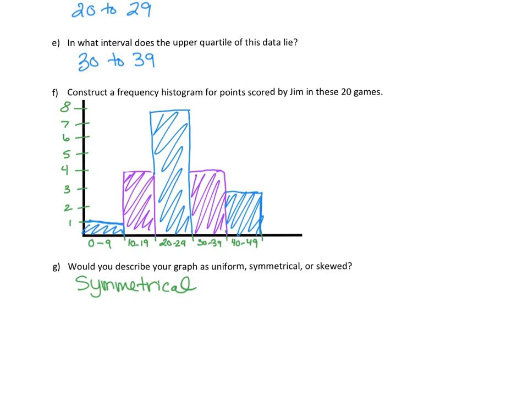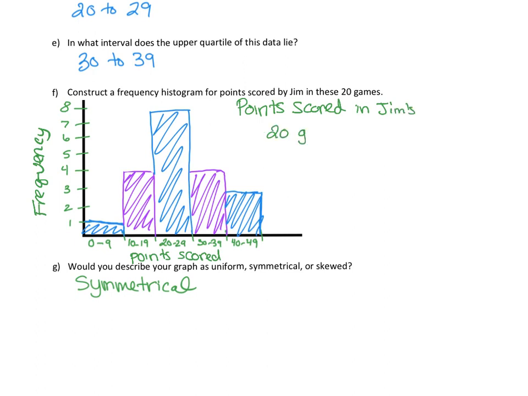So I'm going to label this with points scored. And then my y-axis is going to be my frequency. And I'm going to put my title kind of off to the side because I ran out of room. So points scored in Jim's 20 games.